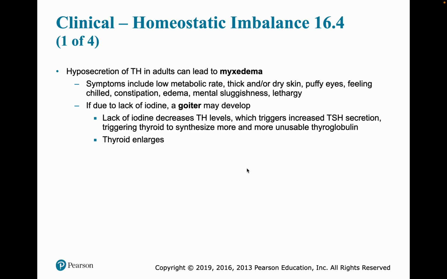Symptoms would include low metabolic rate, thick and/or dry skin, puffy eyes, feeling chilled, constipation, edema, mental sluggishness, lethargy. If it's due to a lack of iodine, a goiter could develop. Lack of iodine decreases thyroid hormone levels, which triggers increased thyroid stimulating hormone secretion, and that synthesizes unusable thyroglobulin and causes the thyroid to enlarge.